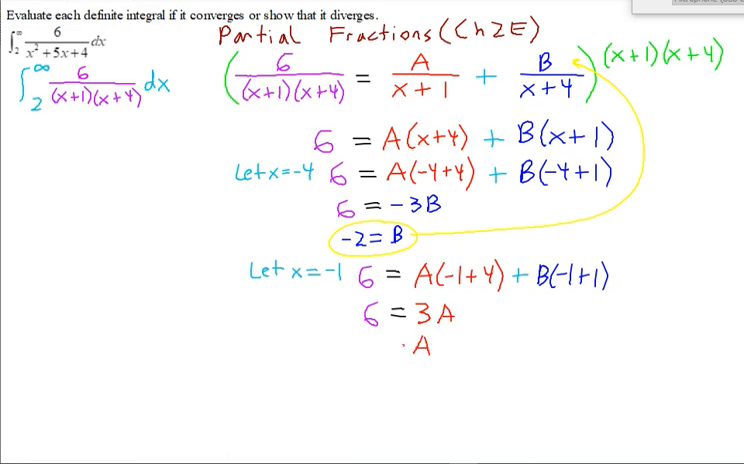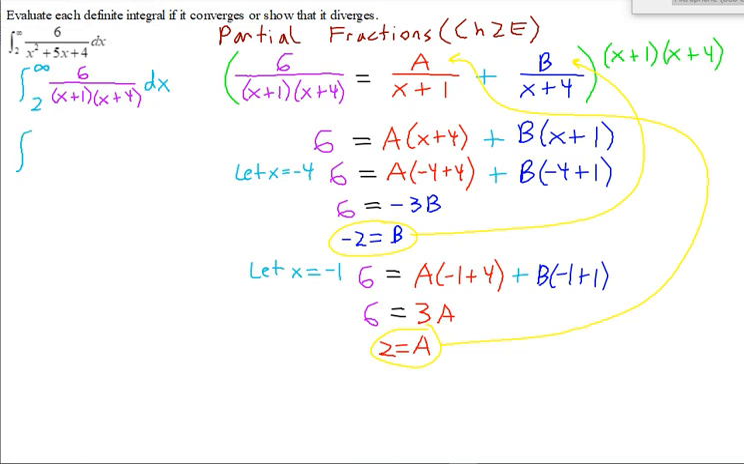They're not always opposite values like this. This one just happens to be. They're not always integers either. This one just happens to be. Sometimes you get fractions for these. So now we can rewrite this integral because we know this 6 over x plus 1 times x plus 4 equals these. It's two separate integrals. Since they're added, we can split it into 2 to make it easier to integrate.